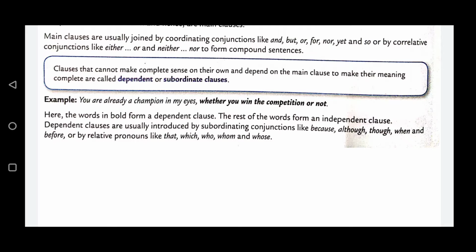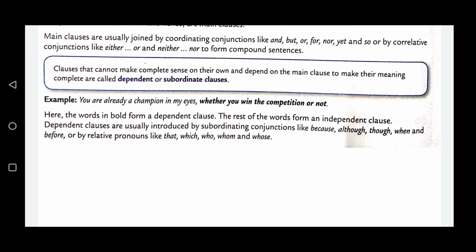Now, clauses that cannot make complete sense on their own and depend on the main clause to make their meaning complete are called dependent or subordinate clauses. I just taught you the same thing in the above example: those clauses which depend on the other part of the sentence for their meaning are said to be dependent clauses.